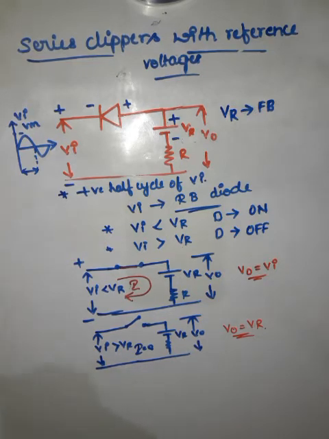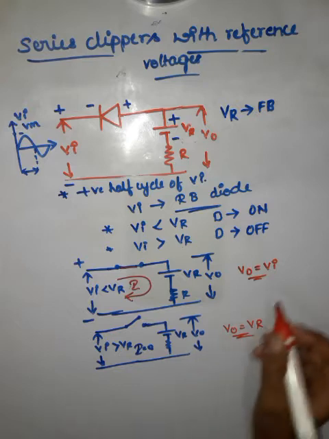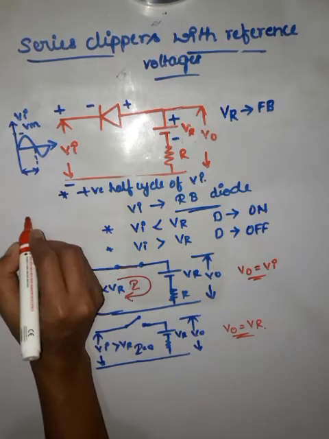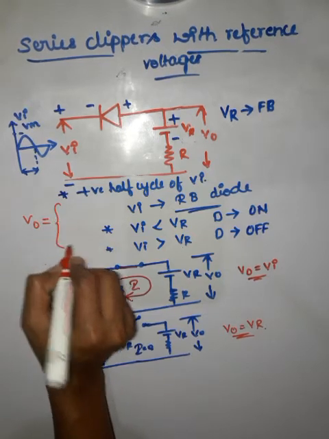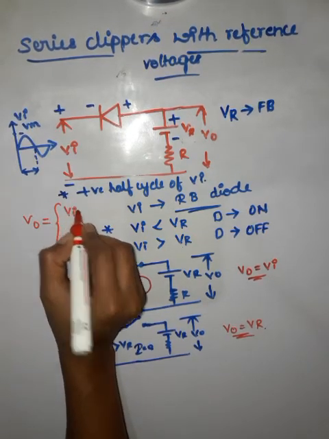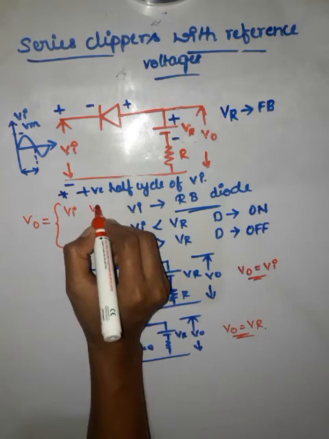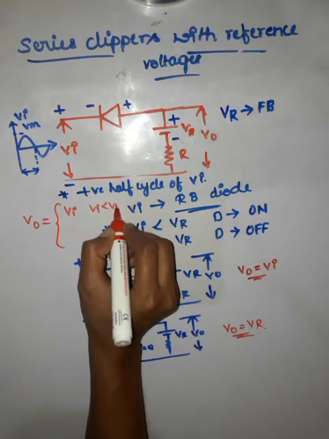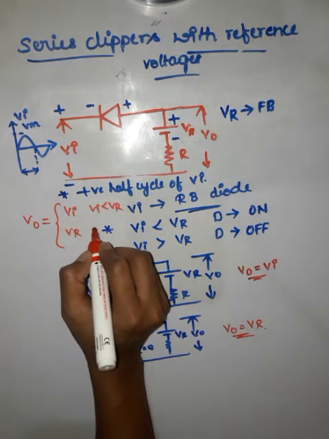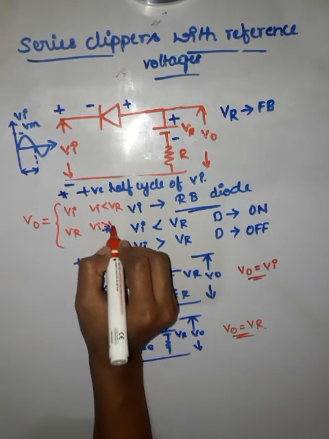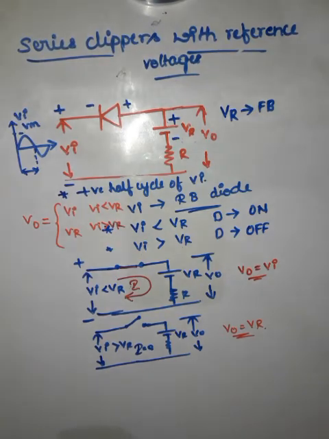So we are going to get the expression for the voltage. Here, V0 is equal to Vi when Vi is less than VR, and is equal to VR when Vi is greater than VR.